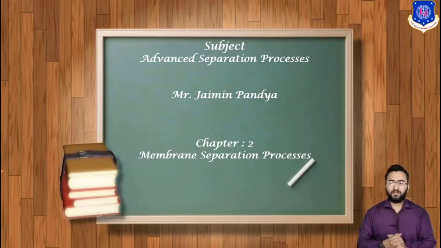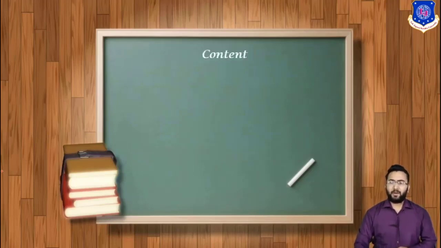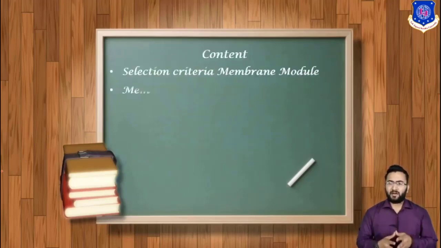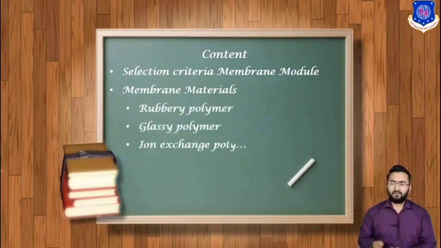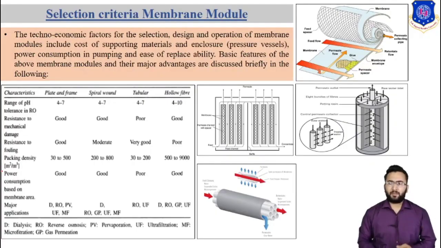So let's continue with chapter number 2, which is membrane separation process. In this lecture, we'll discuss selection criteria for membrane module and membrane material, such as rubber polymer, glassy polymer, ion exchange polymer, and inorganic membrane material. So let us first discuss selection criteria for membrane module.